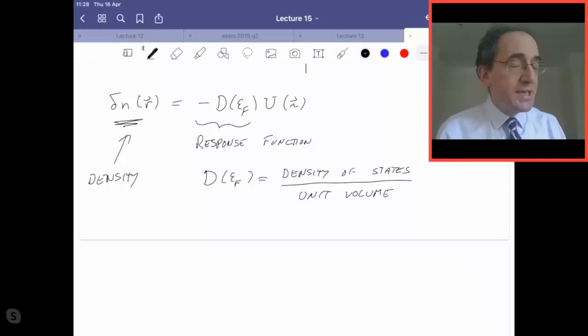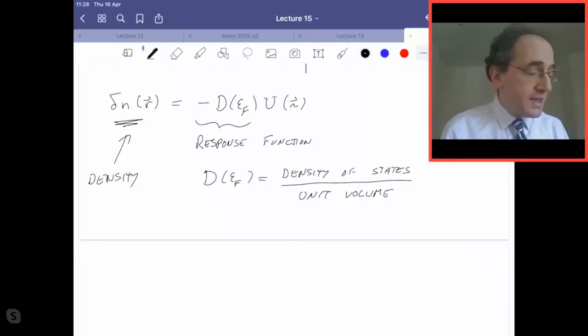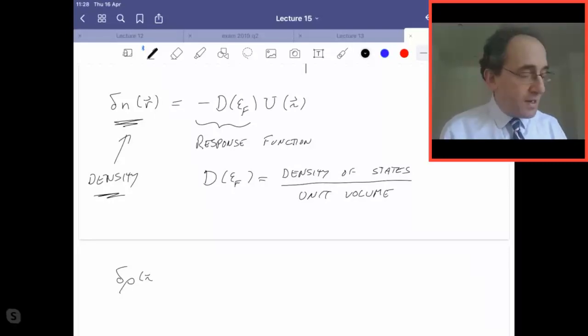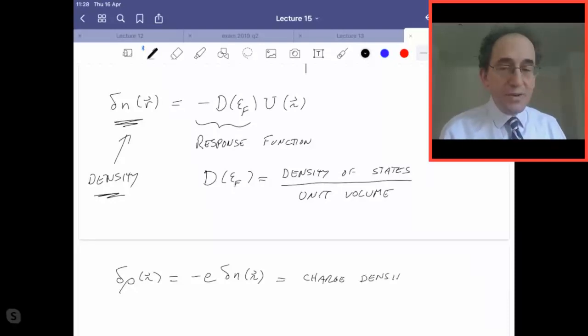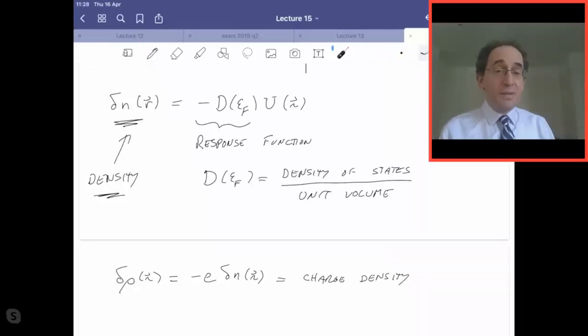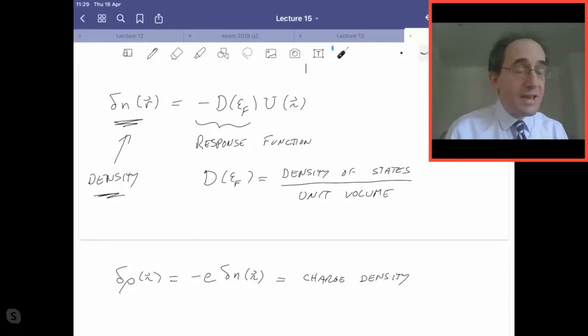Now, before doing that, to make this easier, it's better to change this density from a density of particles to a density of charge. That's going to make our life easy. So let's define the density of charge, delta rho of r, to be minus e times the change in density of electrons. So this is charge density. And one should be very careful about this minus sign right there. That's the minus sign that comes from the fact that electrons are defined to have negative charge.